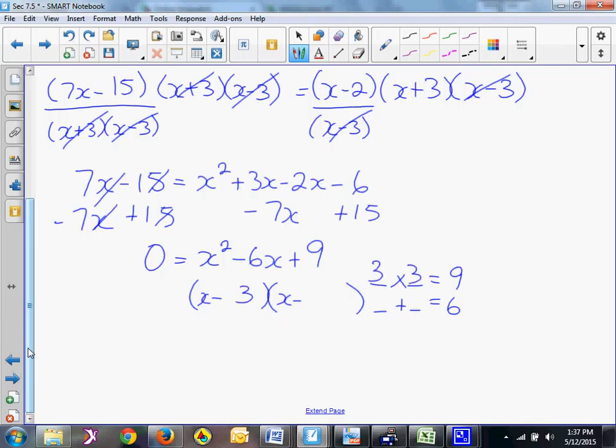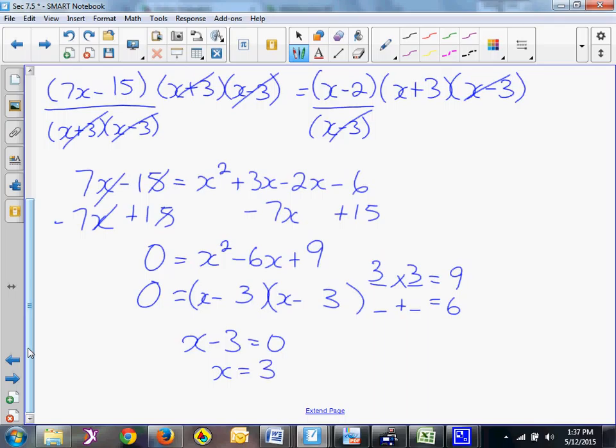So the big one goes in the first bracket, the small one goes in the second bracket, but they both happen to be the same. So what this is telling us is that x minus 3 is 0. So that says x, just like that. Okay, so that's saying that x is 3.